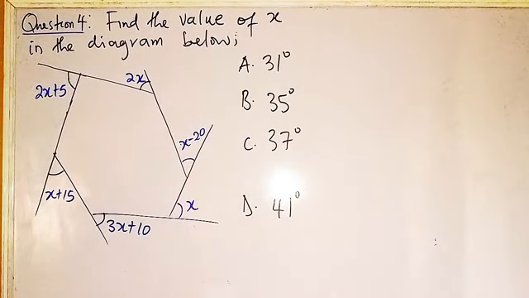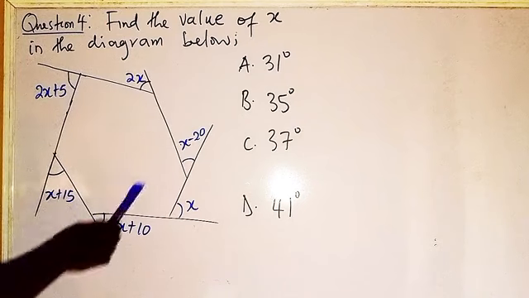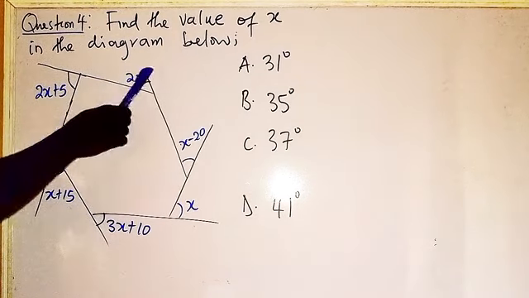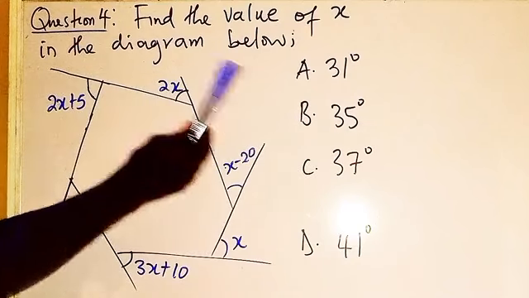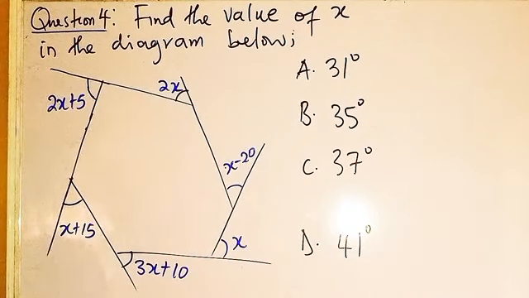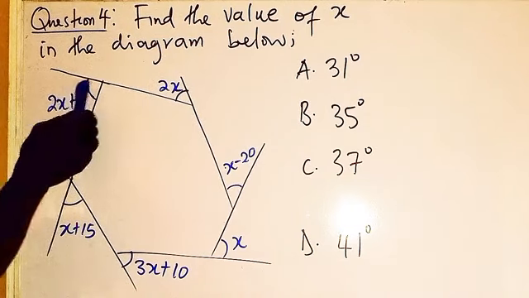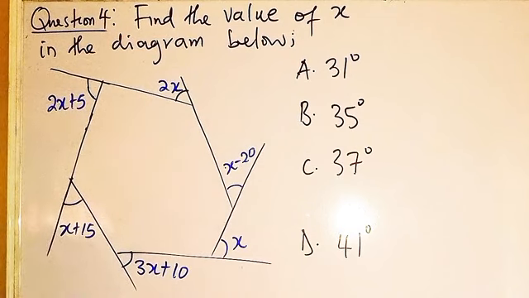Hello, this is question 4. The question said, find the value of x in the diagram below. We have this diagram below. You can see this is a polygon, but looking at the angles given to us, they are all exterior angles, right? So you don't have to be confused whenever you are given this. There is a law that said the sum of all the exterior angles of any form of polygon is 360 degrees. So it's so simple, which means you're going to add all of these exterior angles and equate it to 360 degrees, then find the value of x, and that's all. So simple.